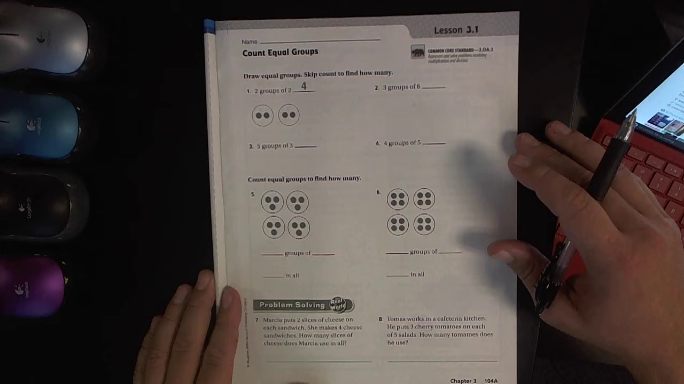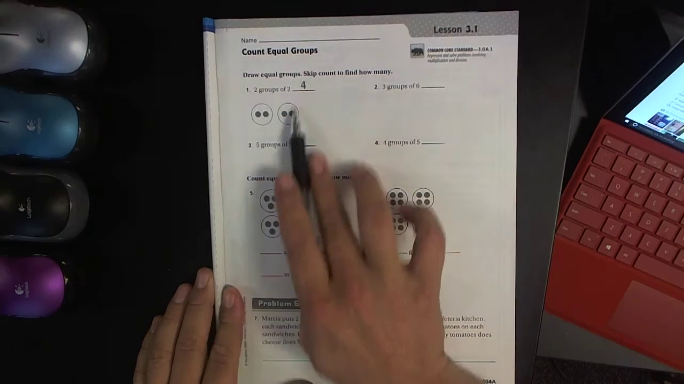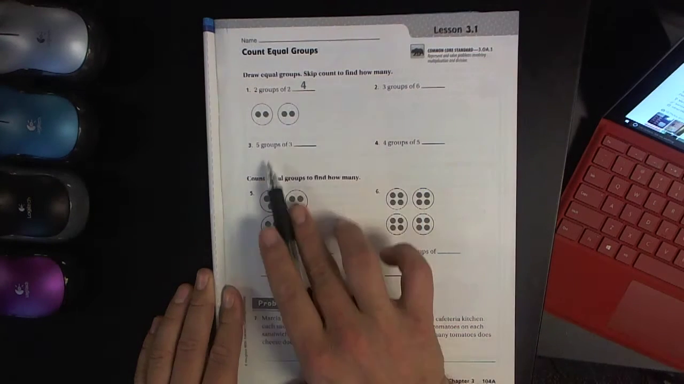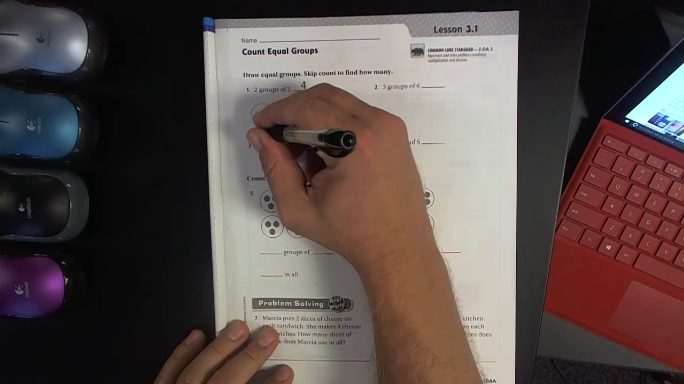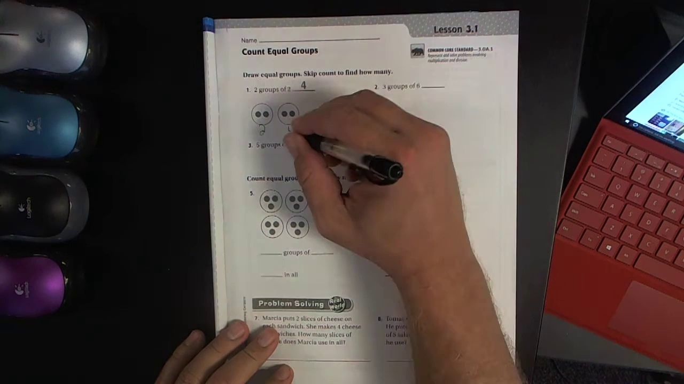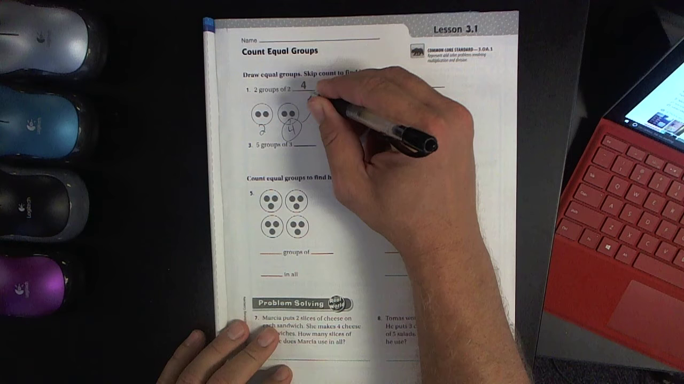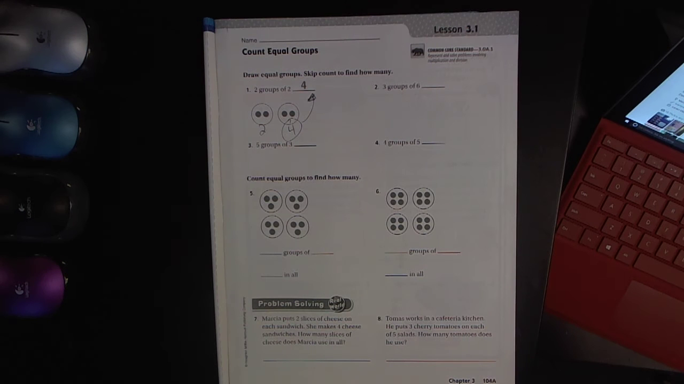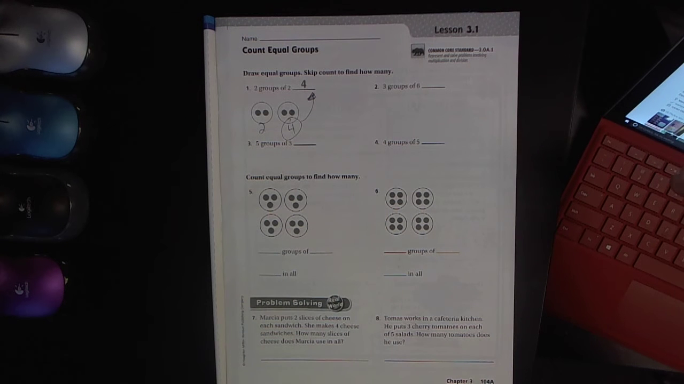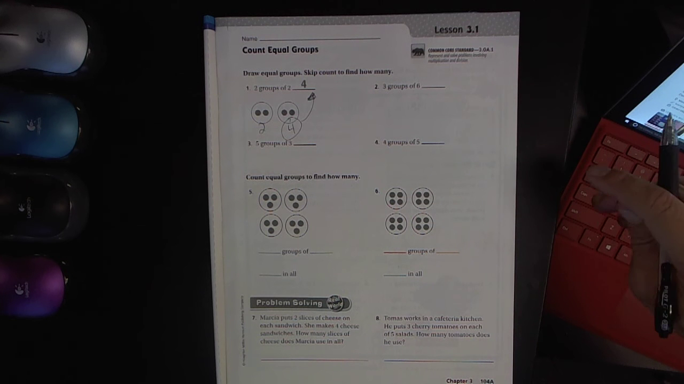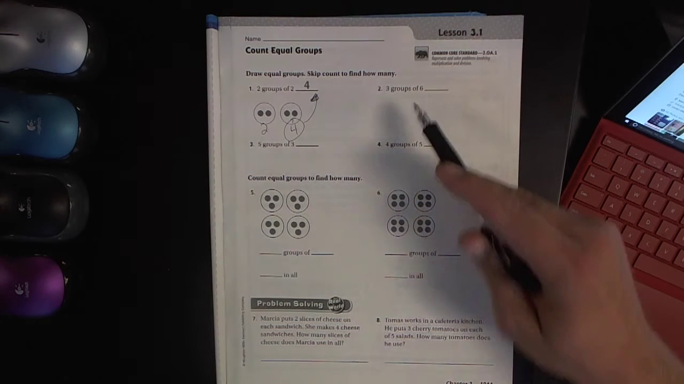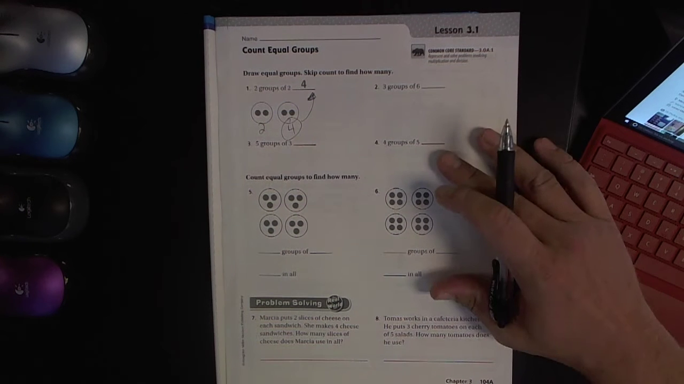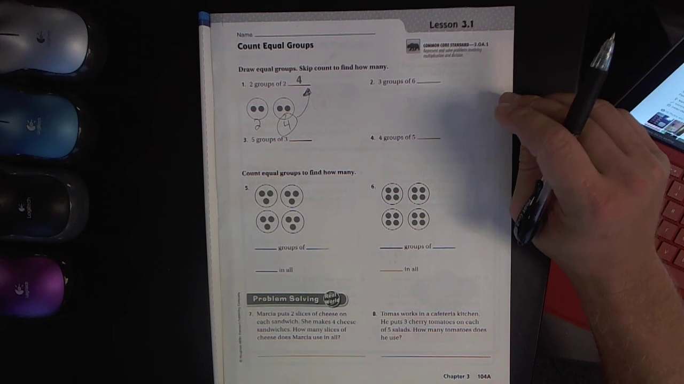Here is the homework. They even do number 1 for you. 2 groups of 2. Skip counting would be to go 2, 4, and like a student mentioned in class, I think they want you to write the answer on the line. But if you want to circle it, whatever, I'm sure I'll know what you meant. All right, let me do number 2 for you, and then I'll do one of the word problems, because sometimes those get a little dicey.